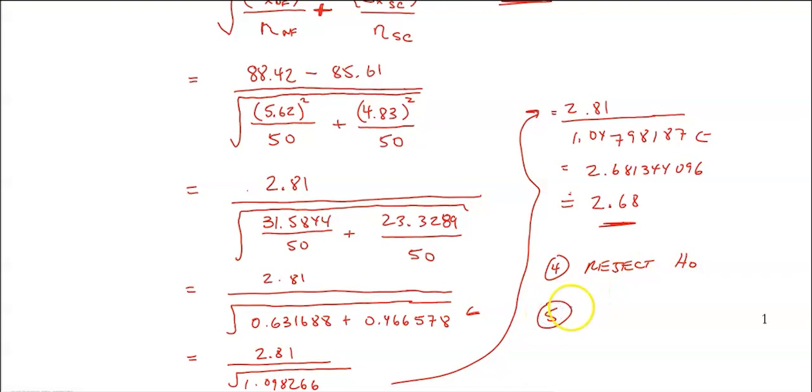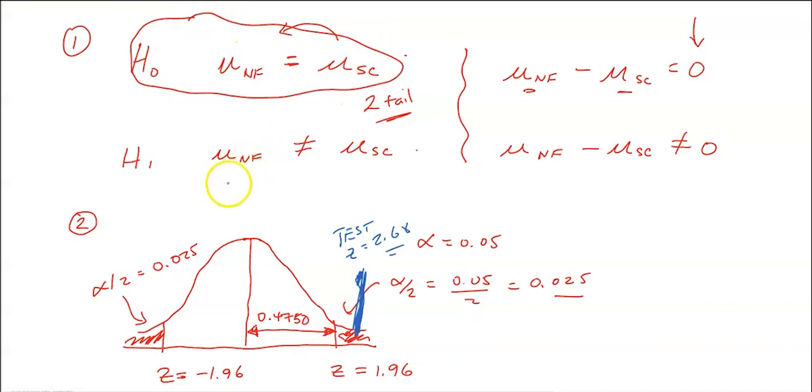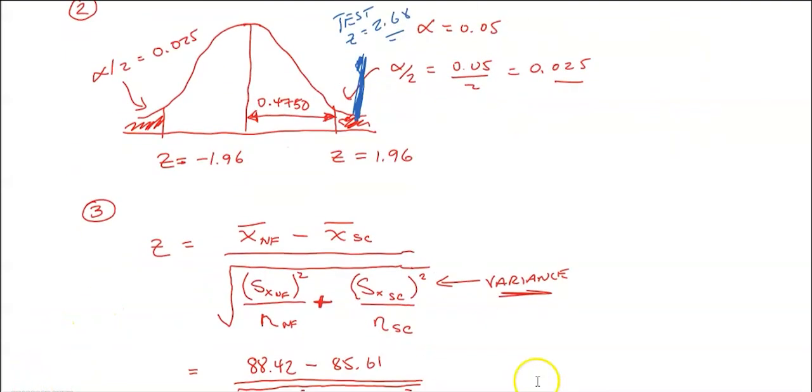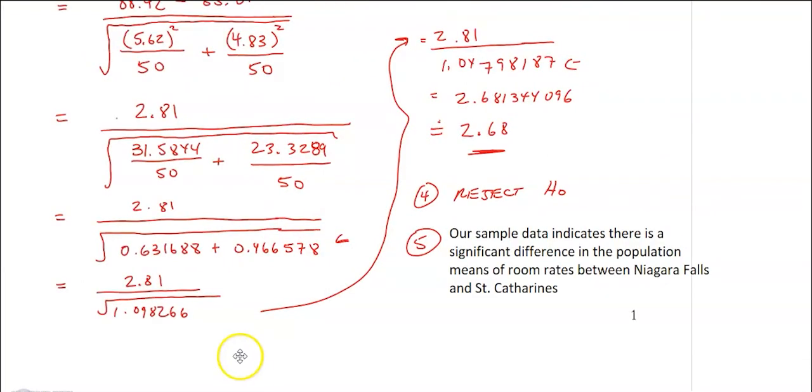And 5th is to say, well, what is it that we found then in the end? Well, since we are rejecting H naught, and in other words, we are not rejecting the alternative, there is enough evidence to say that there is a significant difference between the two means between Niagara Falls and St. Catharines. So let me state that then. Our final conclusion is our sample data indicates there is a significant difference in the population means.